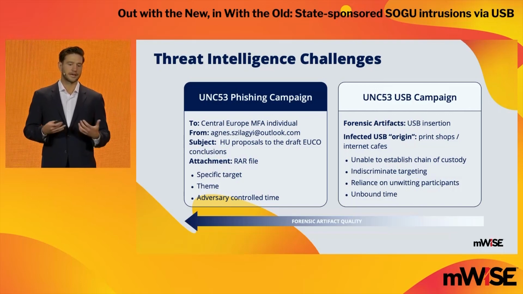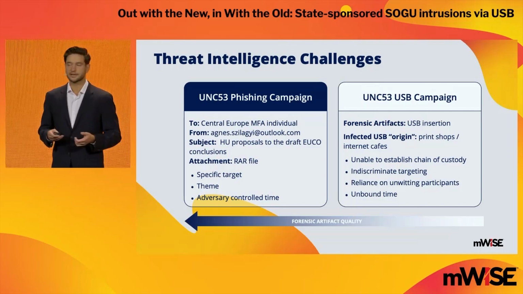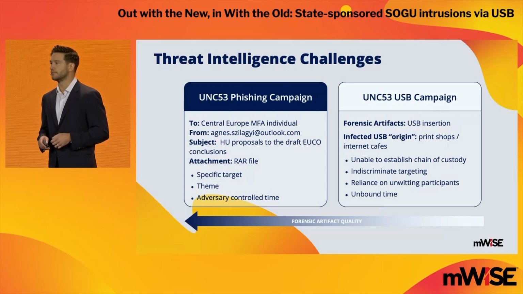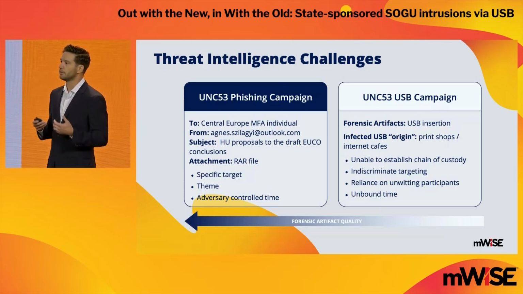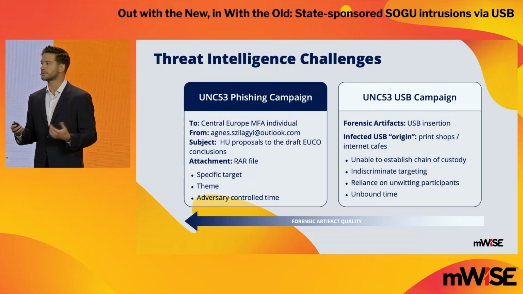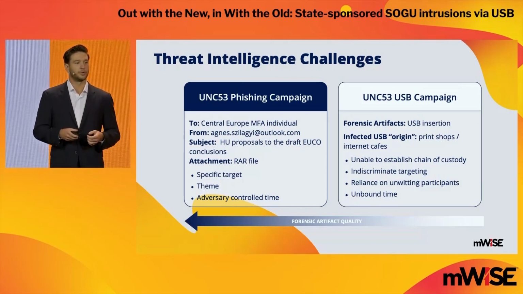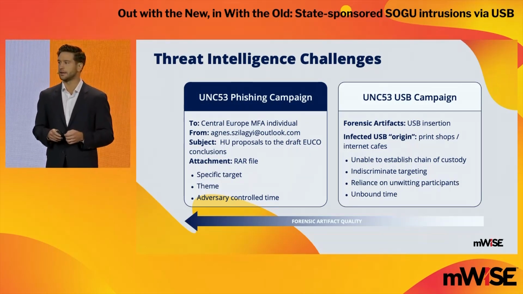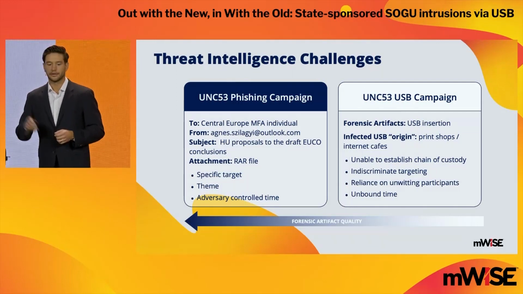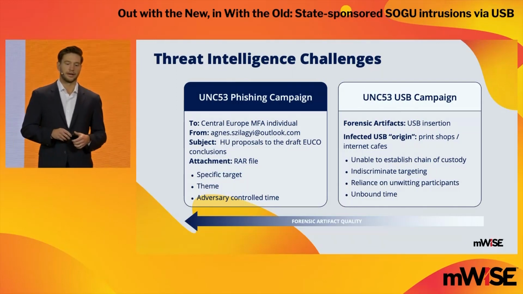Finally, for this type of phishing campaign, this activity is temporally controlled by the adversary. The adversary chooses when to send the phishing email and when to stop sending it. So we have a very tight and accurate timeline when we have a campaign for this type of activity. Now we'll compare that to UNC53's USB campaign.